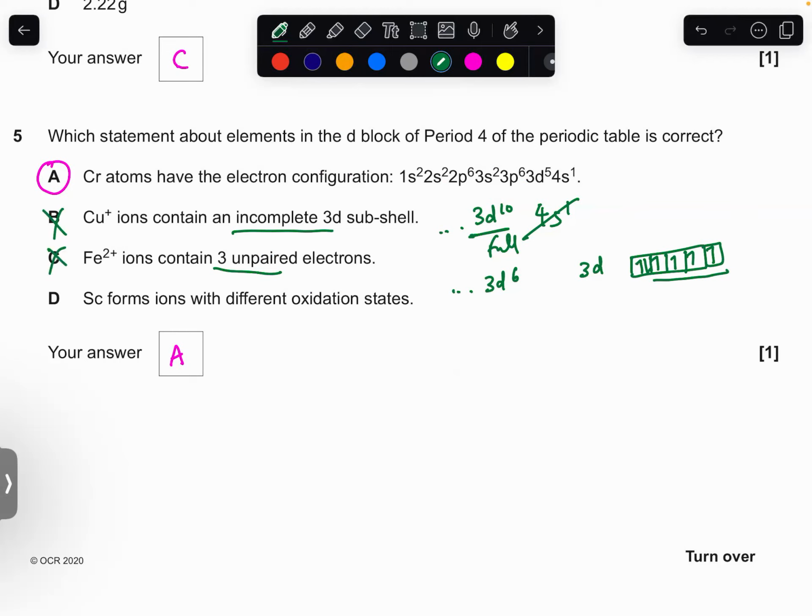Scandium forms ions with different oxidation states. No, it doesn't. Scandium is 3 plus only. That's why it's not a transition element, but a D block element.